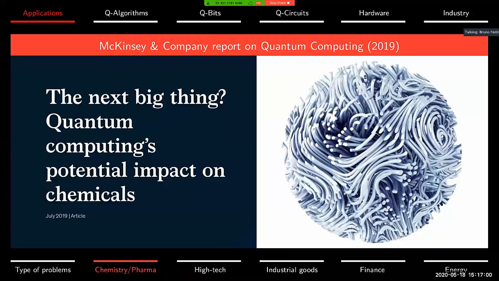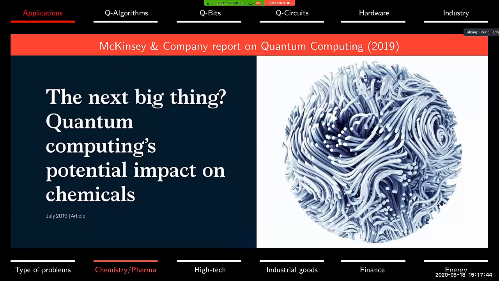A few months ago, McKinsey and Company wrote the following title: "The next big thing: quantum computing's potential impact on chemicals." So why such a title? It comes from the fact that you don't need a lot of qubits to start simulating molecules for pharma and chemistry. With only hundreds or thousands of qubits, you can already start to solve interesting problems in chemistry and pharmacology. So probably chemistry and pharmacology will be the first industries impacted by quantum computing in the coming years.